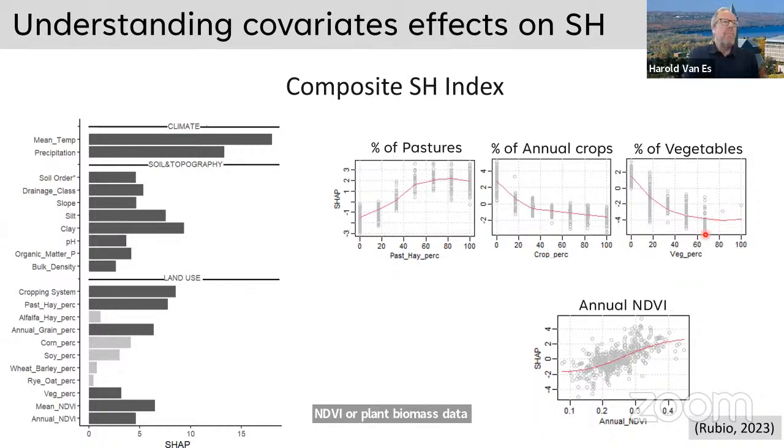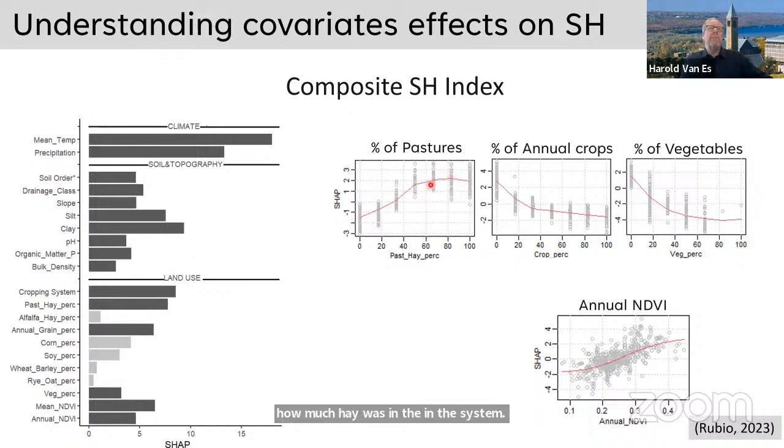So what came out of that? On the left here, you have the graph that shows the importance of the different prediction variables. And like Dr. Zhang said in the previous presentation, climate was really important. We also see that texture was important, and we see that certain land use practices were also very relevant, notably the cropping system and how much hay was in the system.